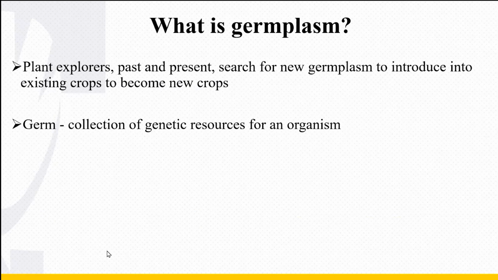Okay, so next what we're going to talk about is this term germplasm. Like Nikolai Vavilov was going across these different regions and he was recognizing that there were different plants and he wanted to take those back, and we want to use that germplasm or that genetic variation to introduce into existing crops that can become new crops. So you might hear the term germ, and all that is just the entire collection of genetic resources for that organism.